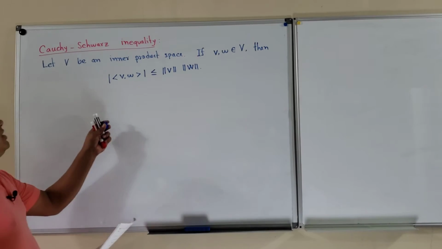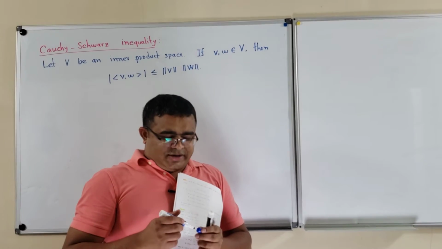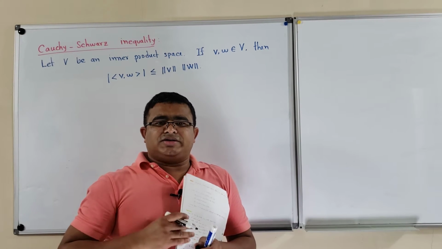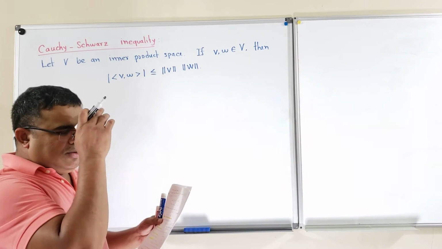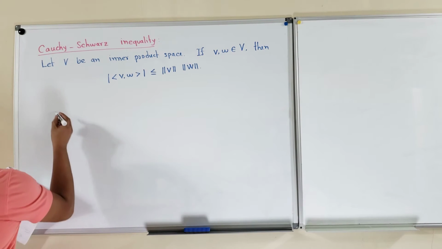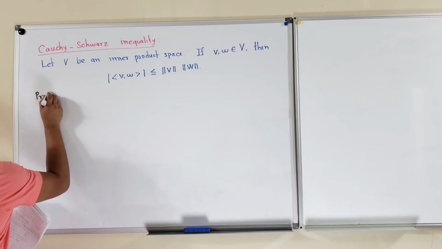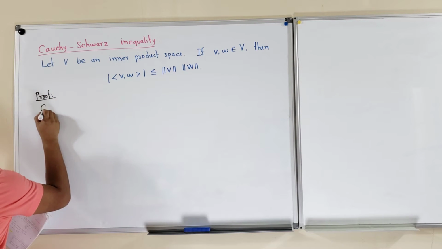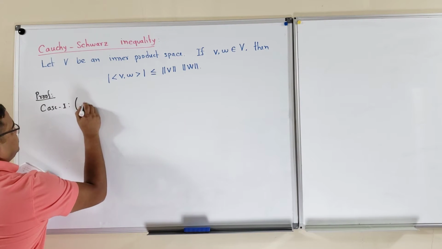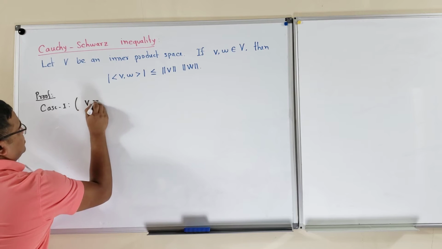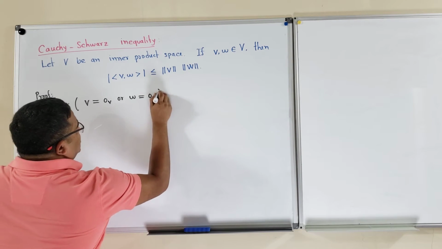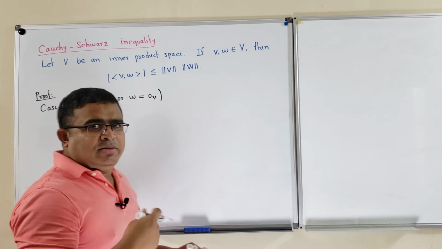Now, we will prove this inequality. We will consider two different cases. In the first case, we will consider that either v or w is the zero vector, and in the second case, we will consider both v and w are non-zero vectors. So, proof. Case 1. In case 1, we consider v is the zero vector or w is the zero vector.